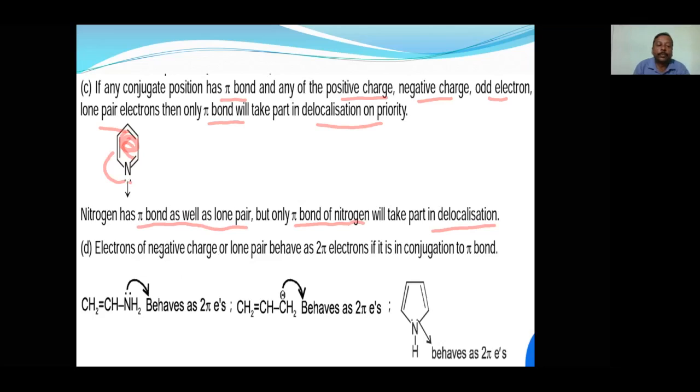Then electrons of the negative charge or lone pair behave as 2 pi electrons. This is very important in the Huckel rules, resonating structures. What do you call?